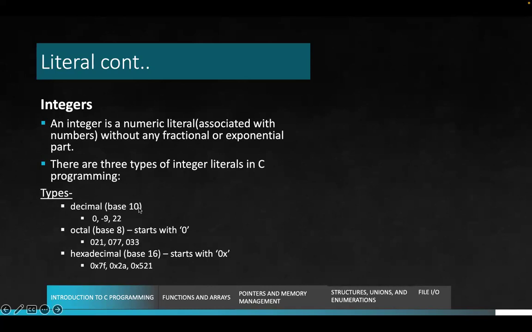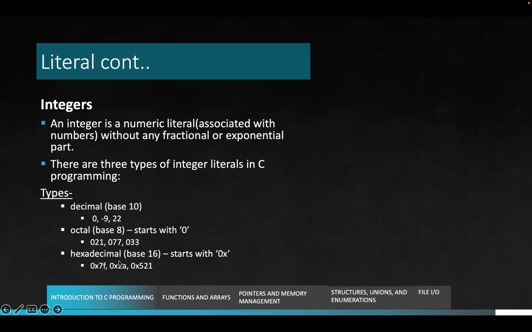Decimal is base 10. What is meant by base 10? It will have a range of literals from 0, 1, 2, 3, 4, 5, 6, 7, 8, 9. These 10 numbers are called base 10. The count of these literals is 10. That is why it is called base 10. Examples are 0, -9 and 22, and so on. Next one is octal. Octal is base 8. What is meant by that? It starts with 0 and ends at 7. That is the reason it will have 8 literals, so it is called the octal number system.